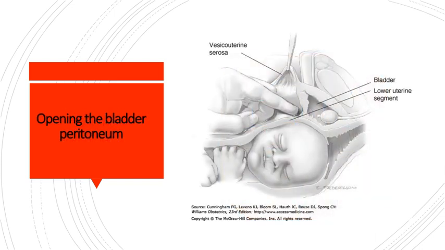The next step involves opening the peritoneum overlying the bladder and lower uterine segment. This step provides adequate exposure of the lower uterine segment and allows the bladder to be pushed downward, decreasing the chance of accidental injury. Start by identifying the vesicouterine fold of the peritoneum, which lies between the bladder and the uterus. Good visualization requires an empty bladder.